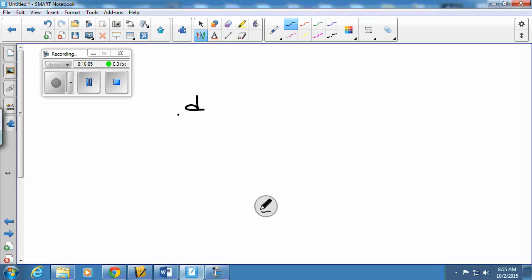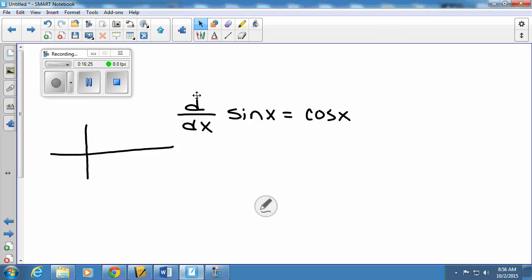The derivative with respect to x of sine of x is equal to what? All that proved what? What's the derivative of sine of x? Cosine of x. Can you believe that? Well, if that's true, I was hoping somebody would say, let's look at the graph. That's a graph of who? Sine.